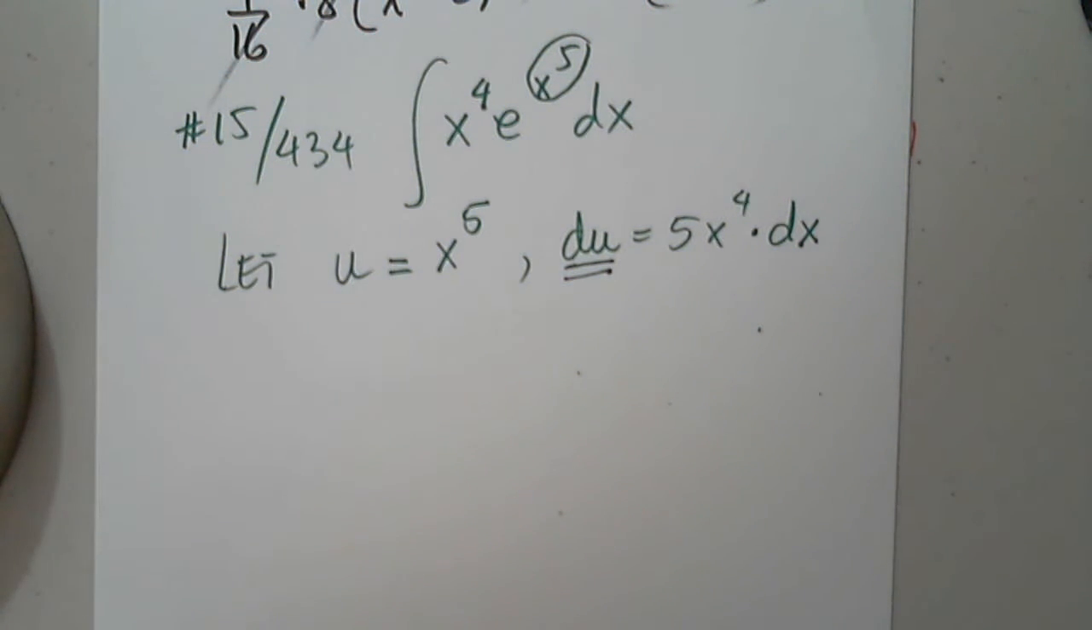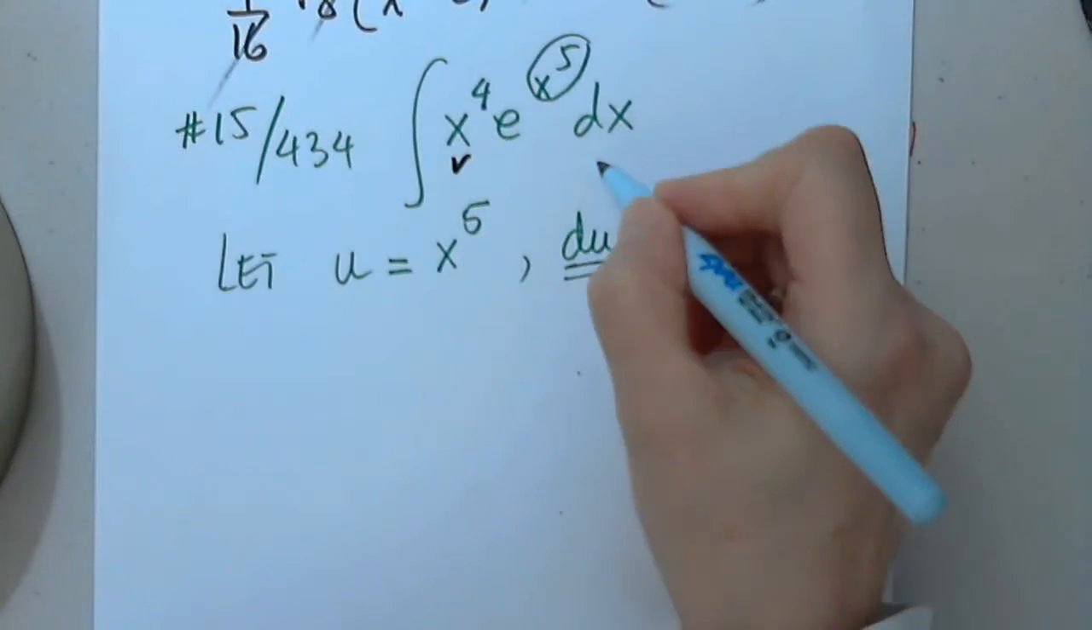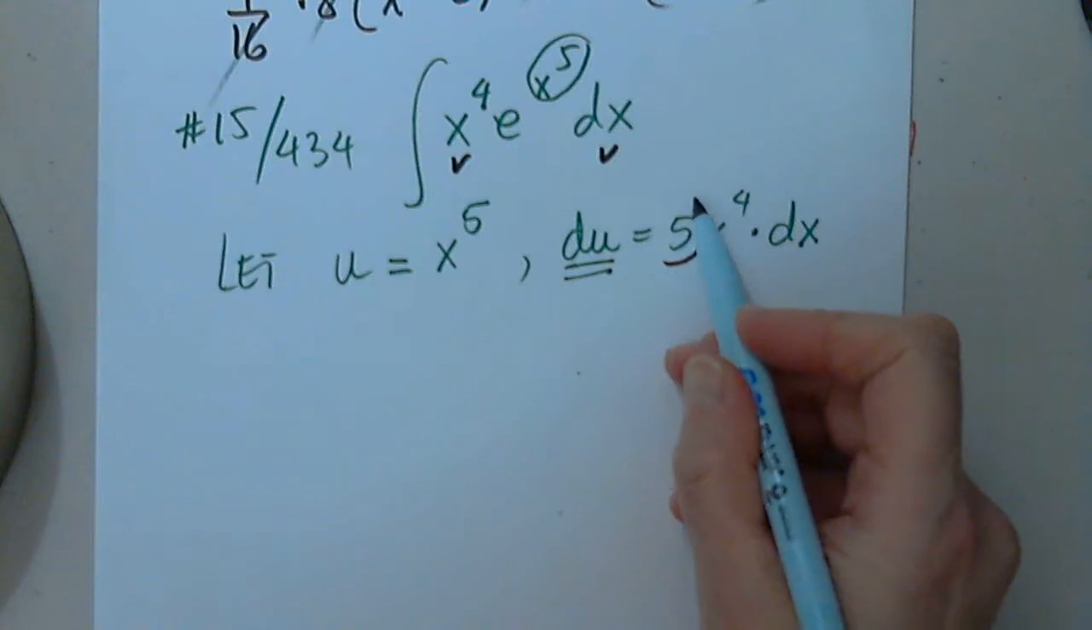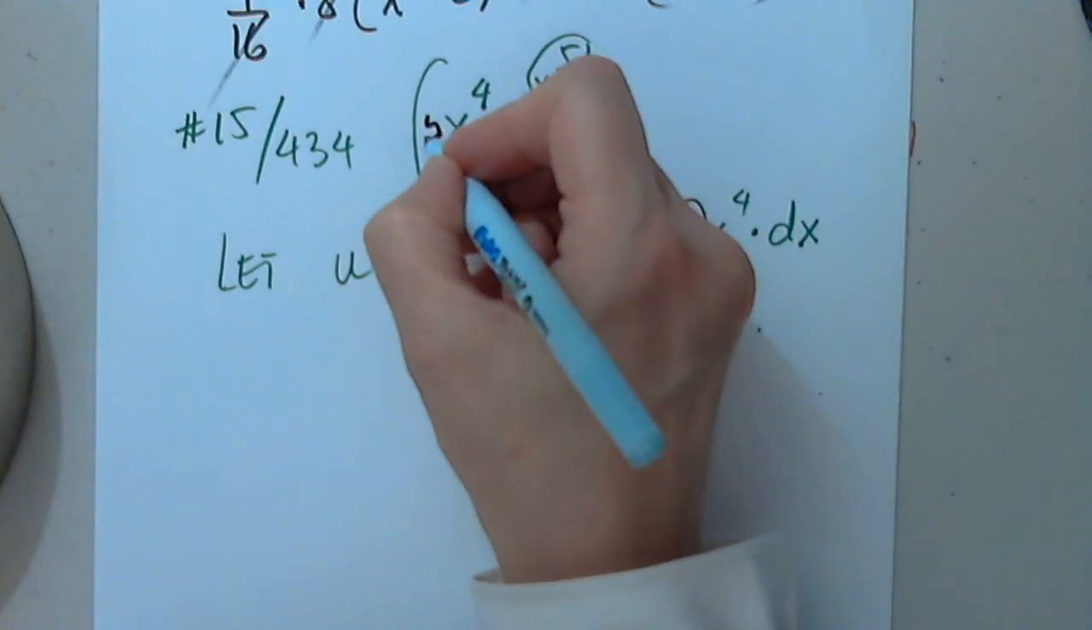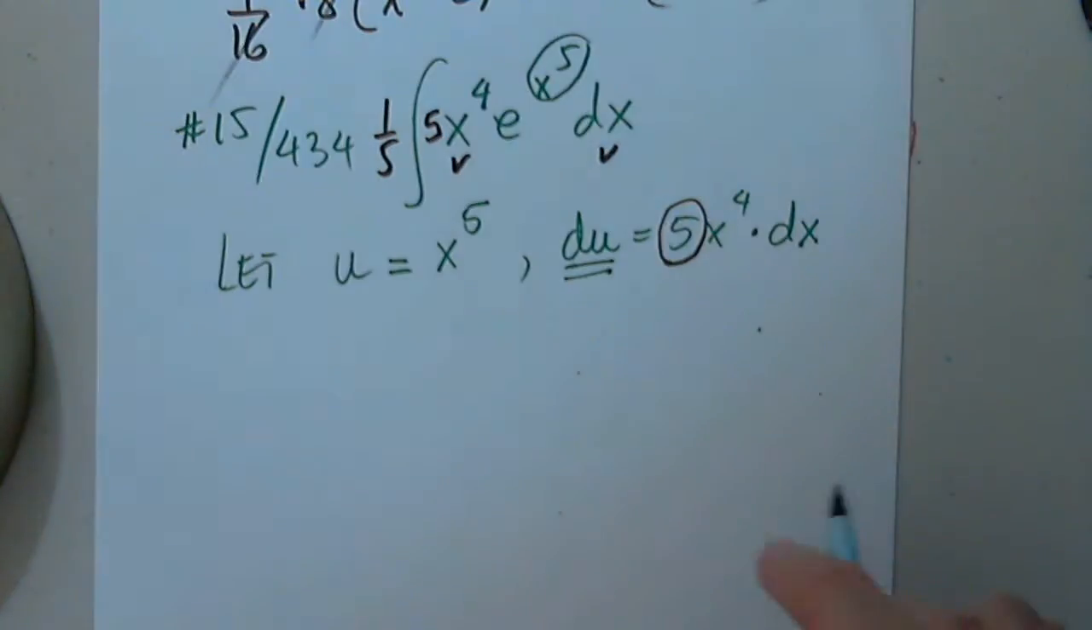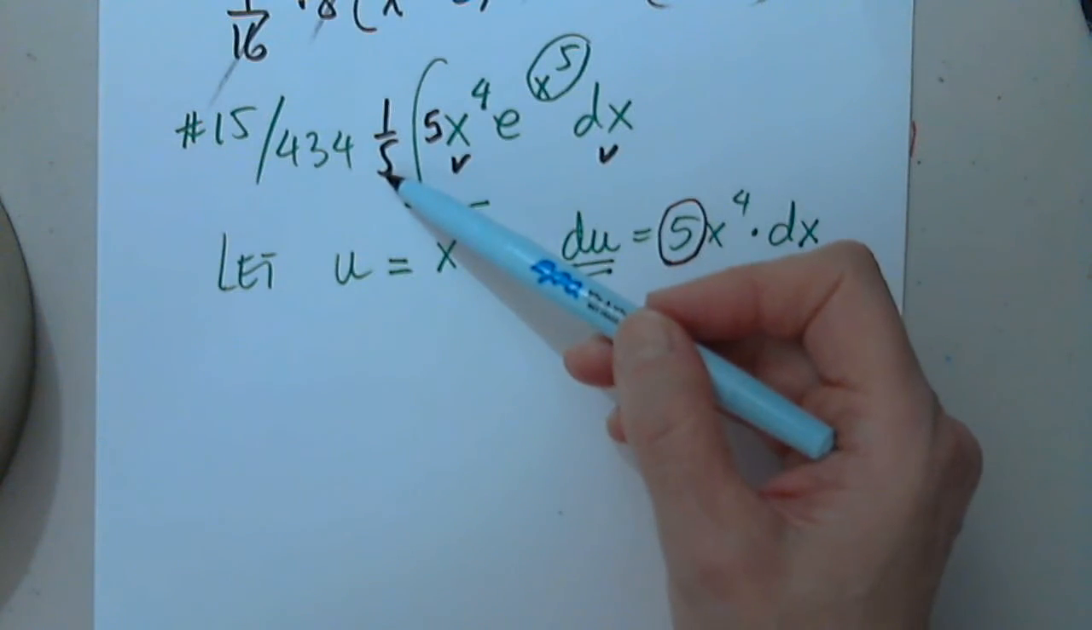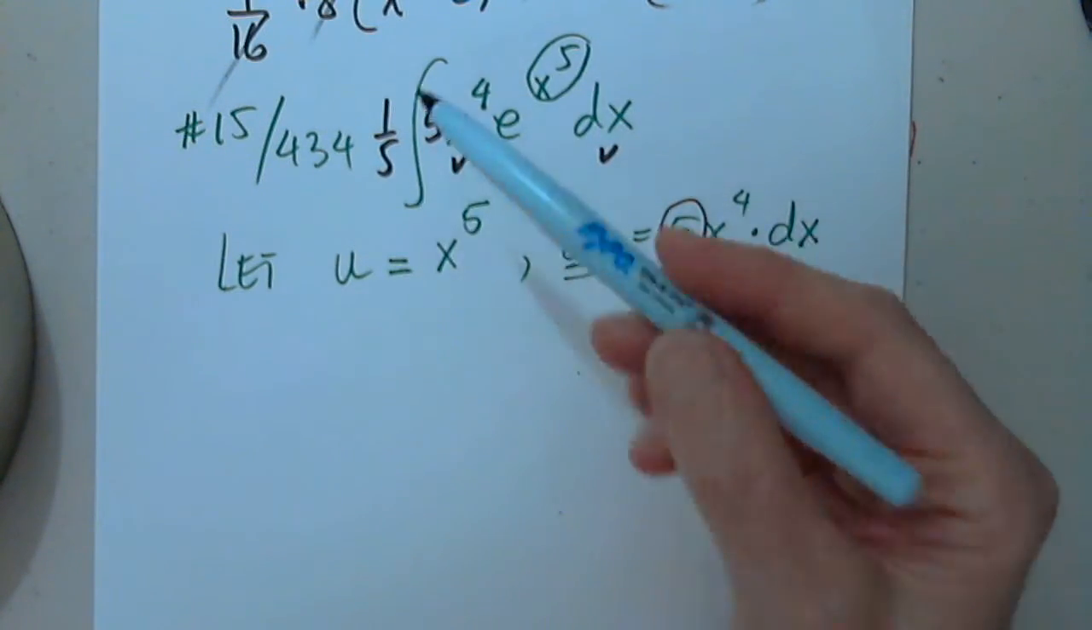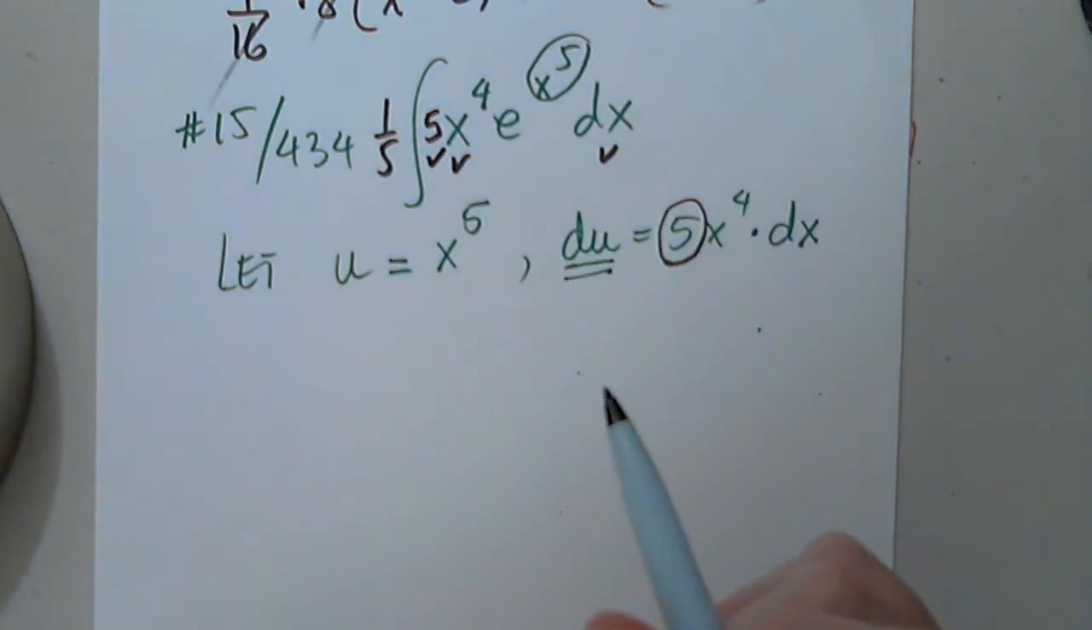Okay, do we have 5x to the 4th dx in the problem? Almost. This I can always make up. Multiply by 5 and divide by 5. This is 1. But I have what I need. I have the 5. Yes? Where do you get the 1/5 from, real fast?